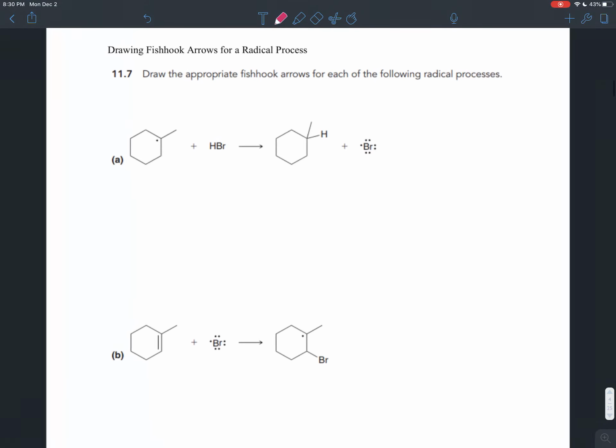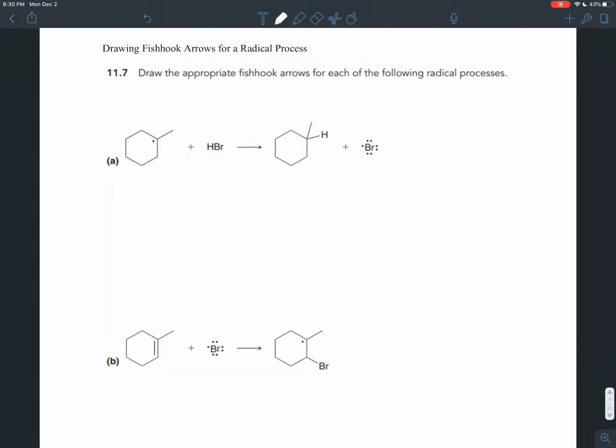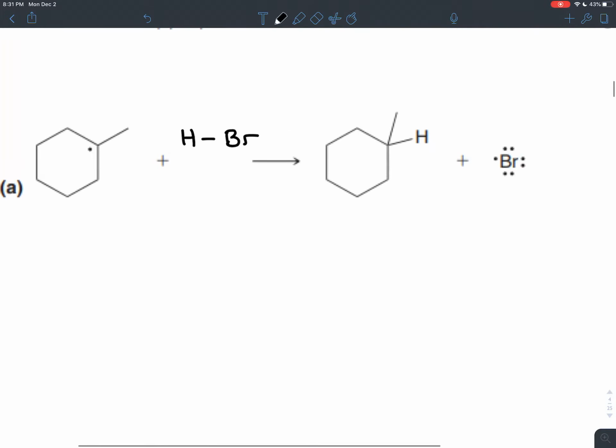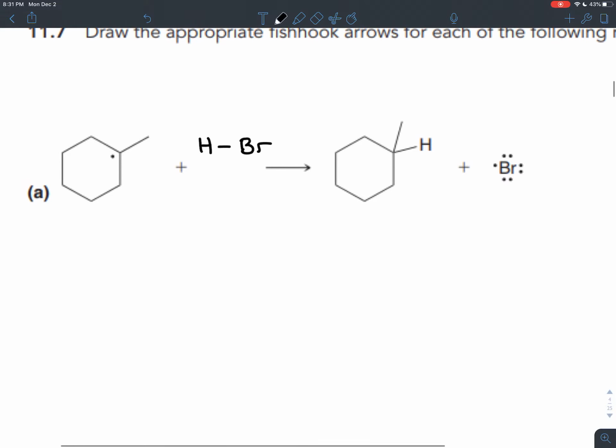in exercise 11.7. To make this a little bit clearer, I'm going to erase this and draw the HBr with the bond drawn out explicitly. Now if we look at what happens, you see that the bromine becomes a radical. Notice that unpaired electron there. That bromine becomes a radical in this process. And the radical that is on the carbon chain isn't there anymore. And what you see is a new bond to the hydrogen. So the hydrogen and this radical form a new bond.